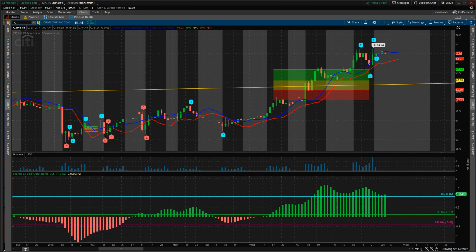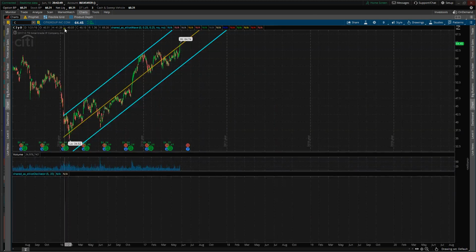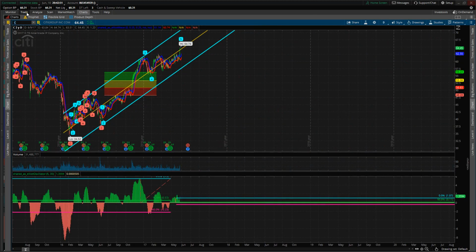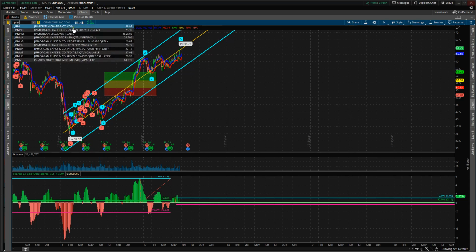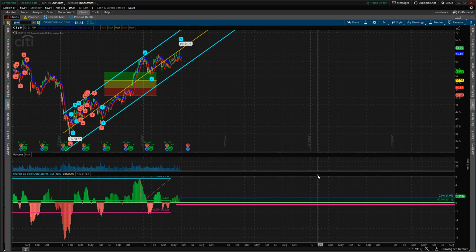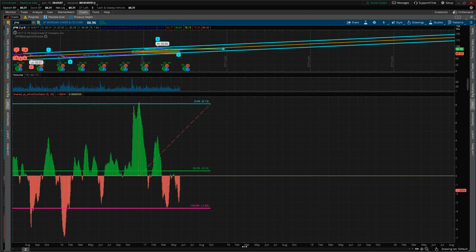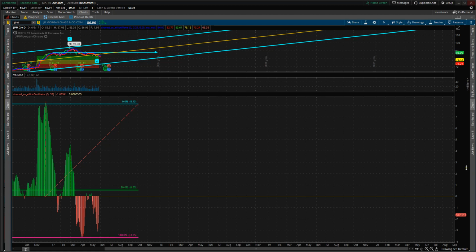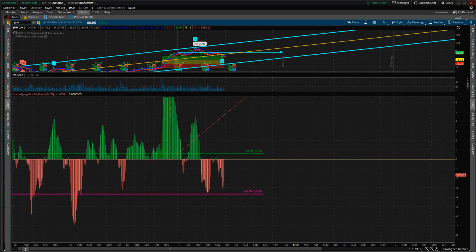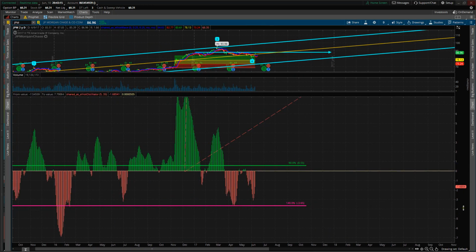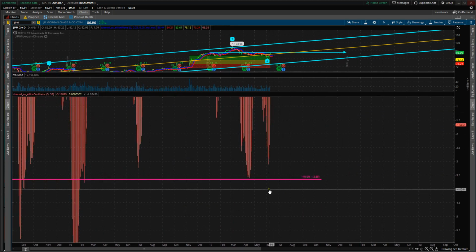So did you want me to go back to JPM? Let's just put it back on the daily. JPM. So let's just zoom in on this here. Just to give you an idea, it came close, but it didn't break. Yeah. So it didn't break.